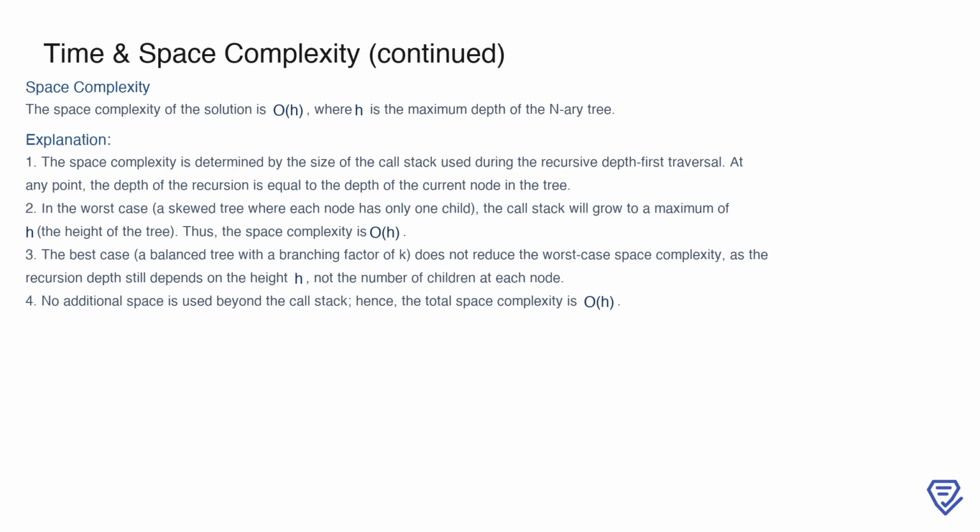In a more balanced tree, even though there are more children at each node, the recursion depth still depends on the height of the tree, not the number of children. Since no additional data structures are used beyond this stack, the total space complexity is determined by the maximum depth, resulting in O(h).